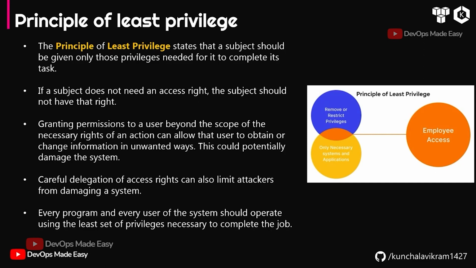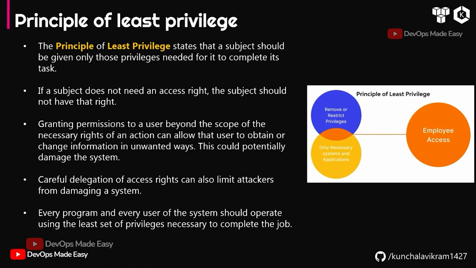So granting permissions to a user beyond the scope of necessary rights can allow that user to obtain or change any information in unwanted ways. Let's say I unnecessarily give administrative privileges to a particular user. Since he has administrative privileges, he can do anything within your AWS account. That means he can even delete some of the important resources. So this could potentially damage the system. So you should only grant the permissions that are required to complete his task. So this is the principle of least privilege.